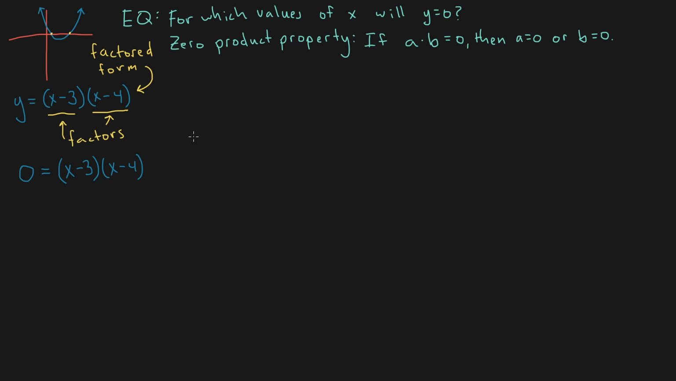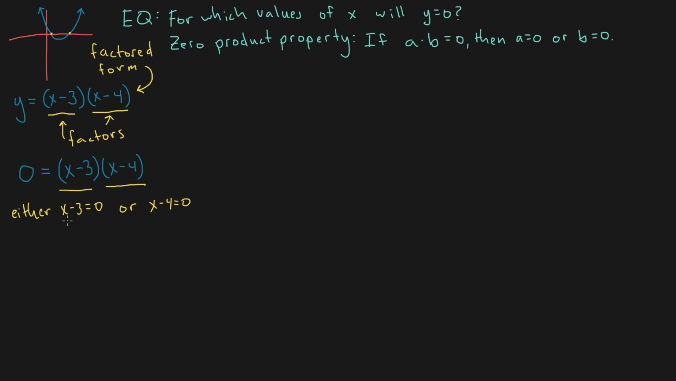Now the way that the zero product property applies to our equation here is that in order for the left-hand side to be 0, either this factor must be equal to 0, or this factor must be equal to 0. So let me write that out. Either x subtract 3 is equal to 0, so that would make it true, or x subtract 4 is equal to 0.